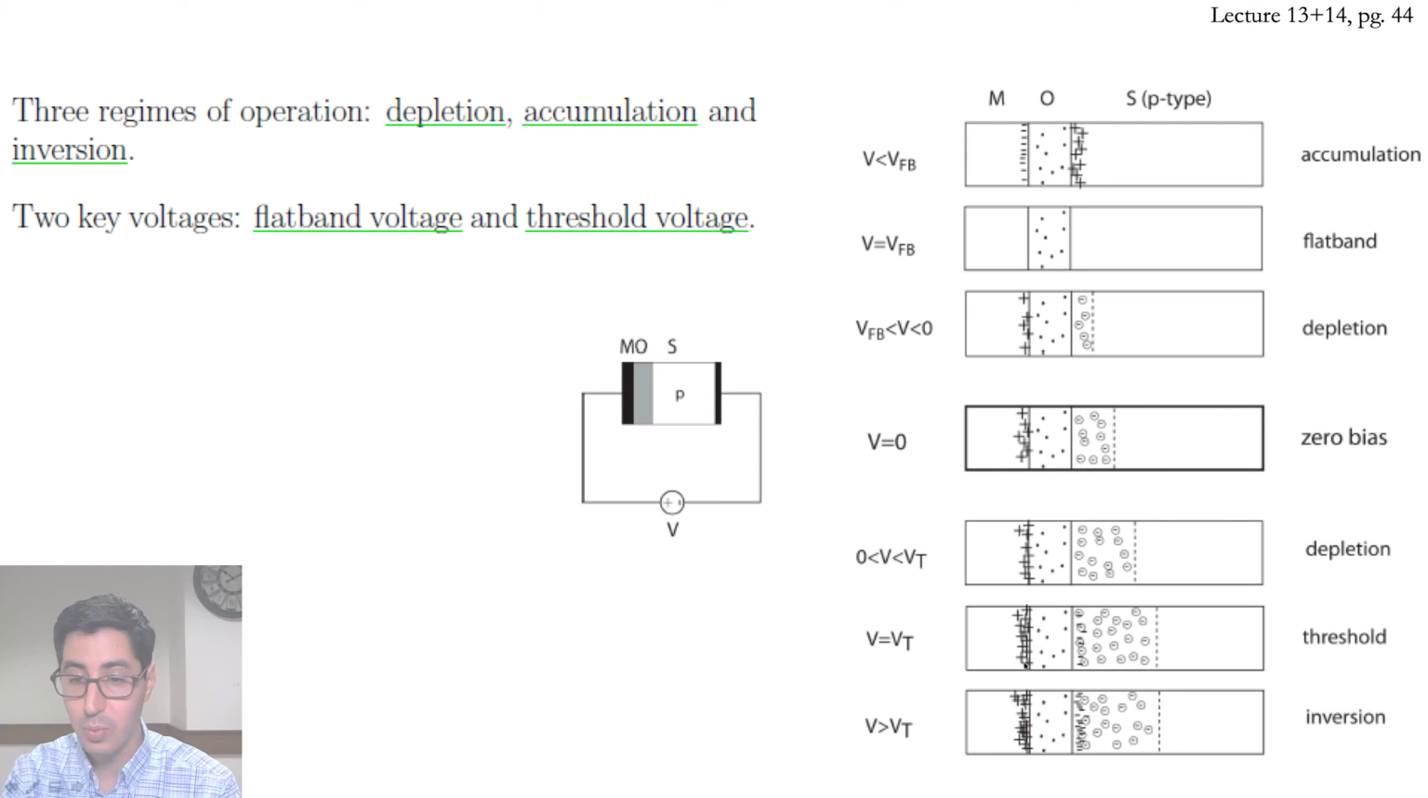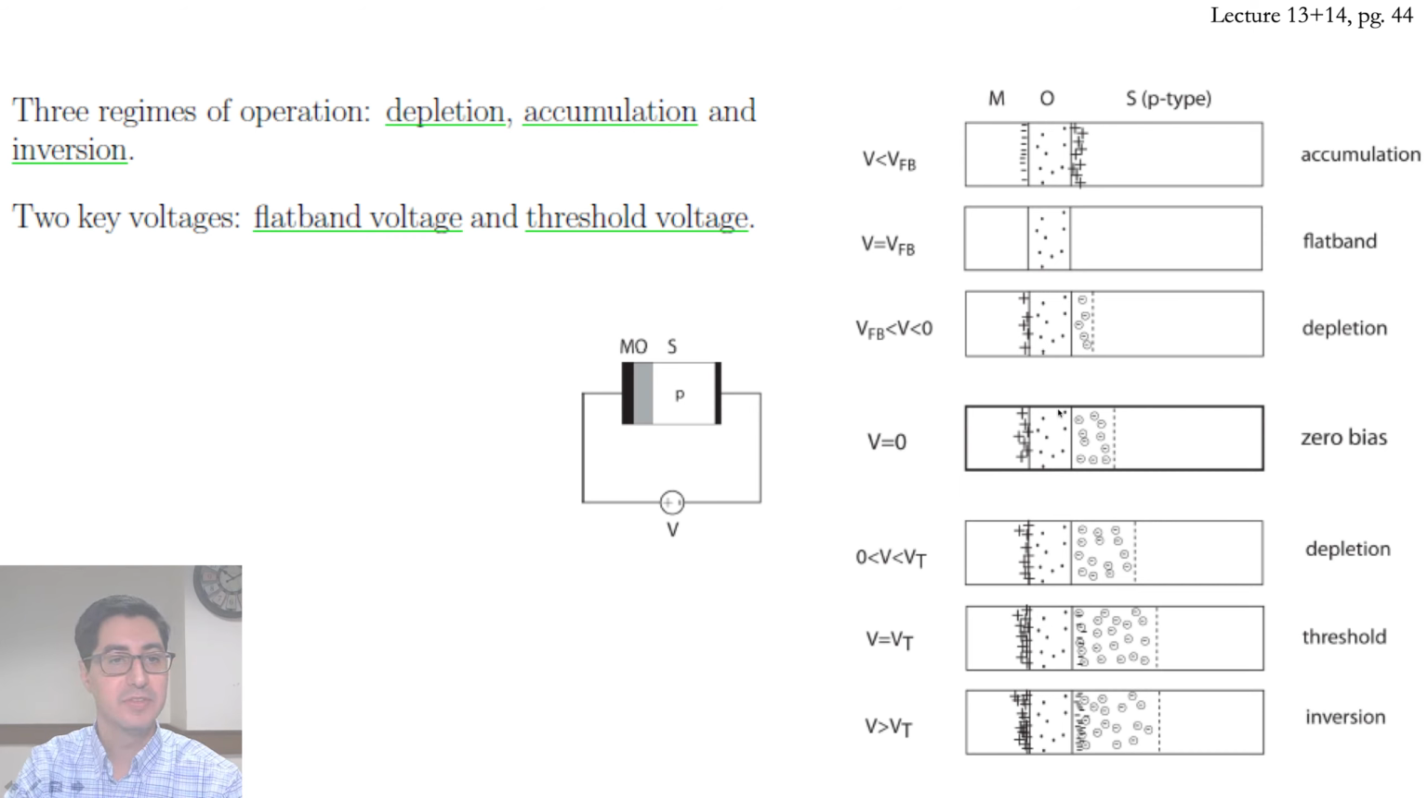Now, if we keep going past threshold, and that's called threshold because the device has changed, it's the threshold for which this surface charge becomes really important, this surface inversion charge. As we go to a positive bias past threshold, we get inversion. Okay, and we're going to explain these regimes.